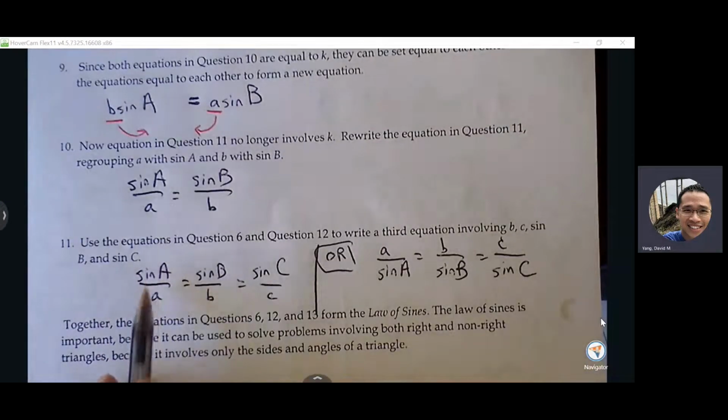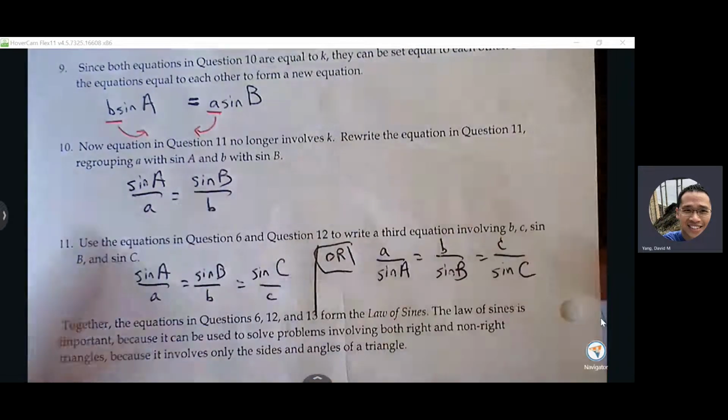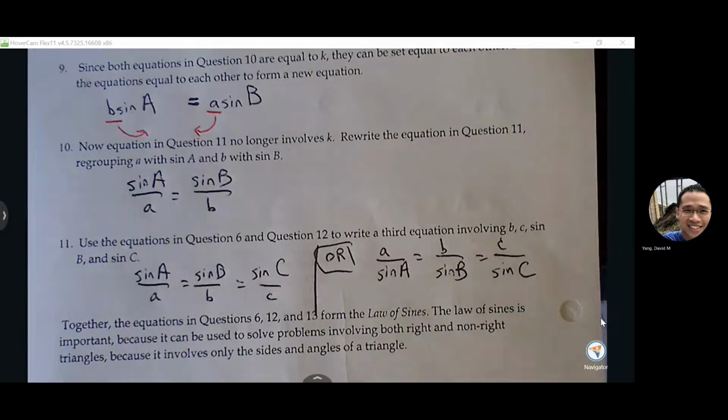Because if sine A over A equals sine B over B, then if I flip everything, my relationship is still the same. If I flip one side of the equation, I can flip the other side of the equation, as long as I maintain balance.